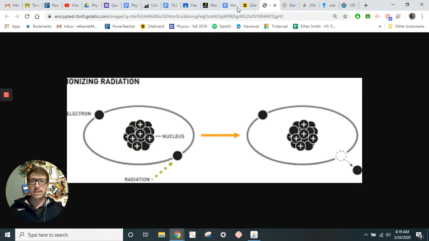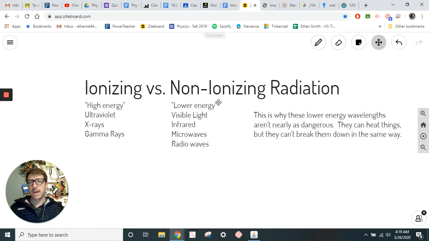But this is fundamentally different than non-ionizing radiation. Non-ionizing radiation doesn't have enough energy to knock those electrons free. So this is visible light, infrared, microwaves, radio waves. They don't have enough energy to knock those electrons free. They can heat up molecules, as we know. Microwaves can definitely heat up molecules. Infrared can definitely heat things up. Radio even can heat things up a little bit. But they don't have quite the same effect as ionizing radiation.